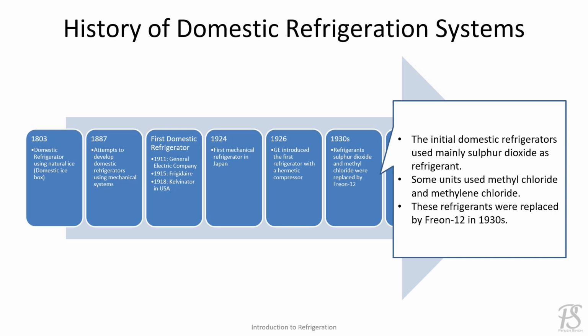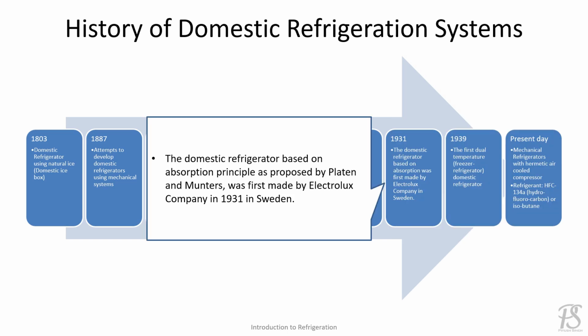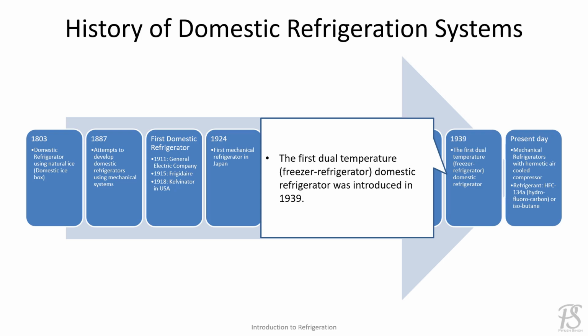The refrigerants have their own vast history and have not been covered in details in this video, and they may require their own separate video for discussion. The domestic refrigerator based on absorption principle as proposed by Platen and Munters was first made by Electrolux company in 1931 in Sweden. The first dual temperature freezer refrigerator was introduced in 1939.